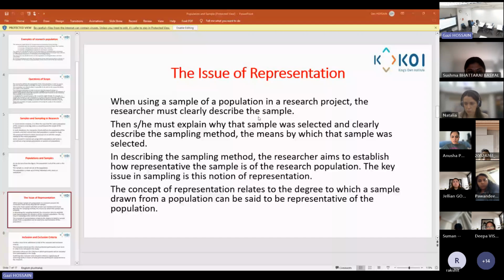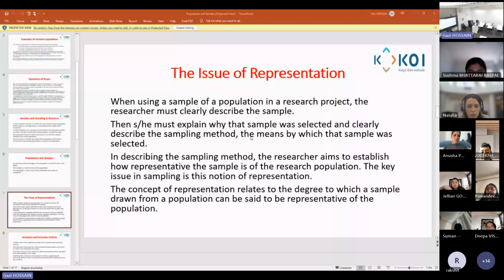And also the sampling method. What sampling method did we use? Is it simple random sampling? Is it stratified sampling? Is it total sampling? Is it convenience sampling? Is it judgmental sampling? If it is not stated, then it is an issue. And also the means by which the sample was selected. If we do not describe the means or way the sample was selected, then there will be an issue.